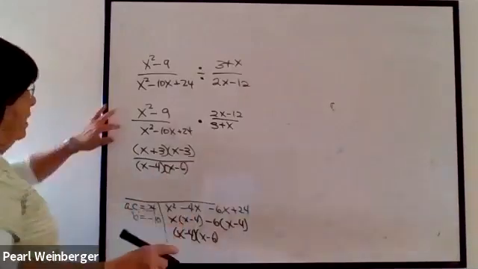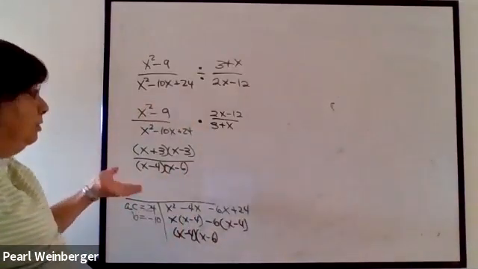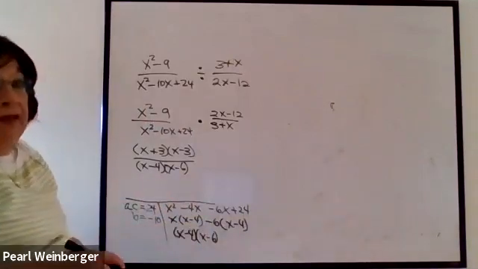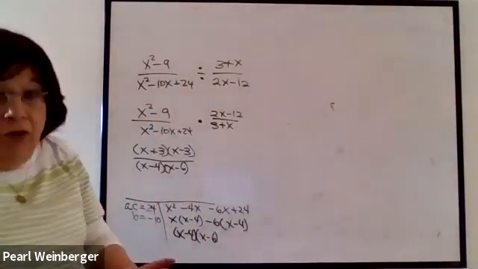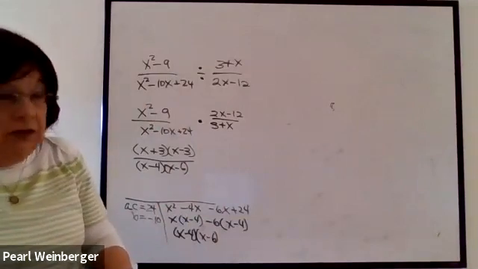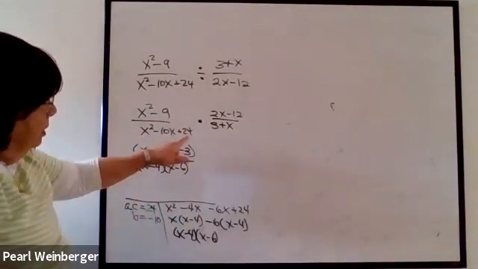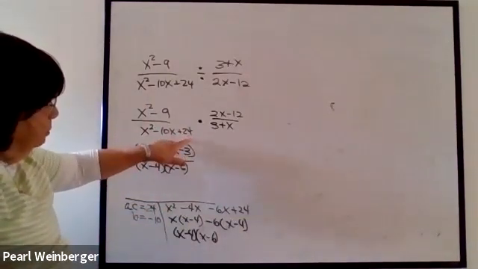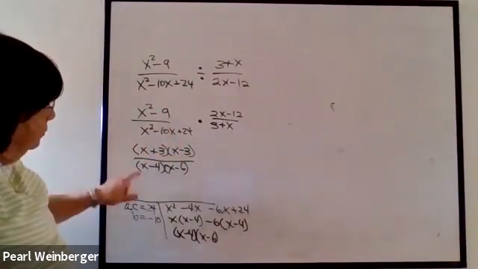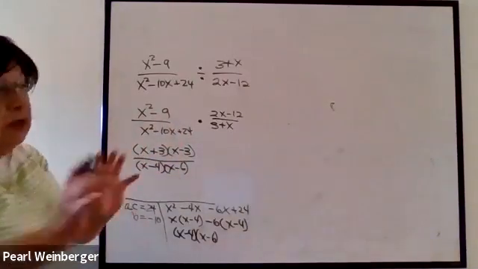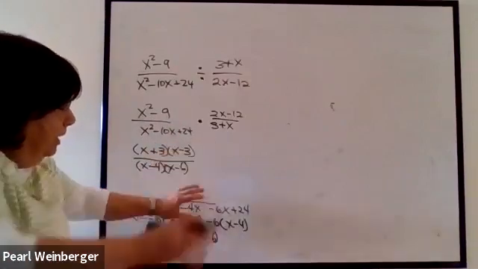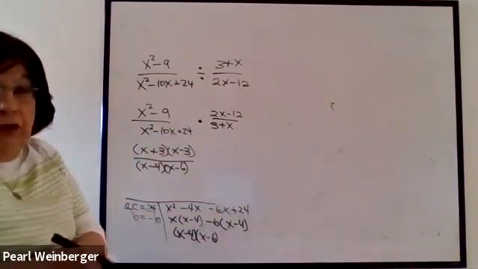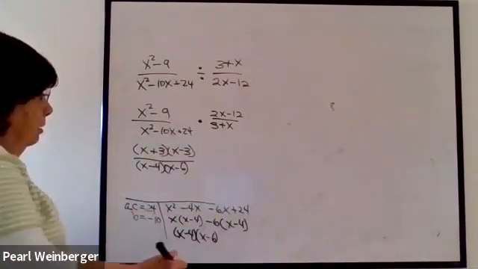Any way you can factor this, if you can see it in your head, you don't have to do this whole method. This method works on all trinomials, but some people can just see, oh, this is a 24, they need to multiply to 24, add to -10, it has to be -4, -6. You don't have to write the whole process out if you can do it in your head.